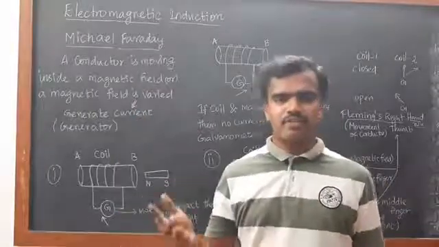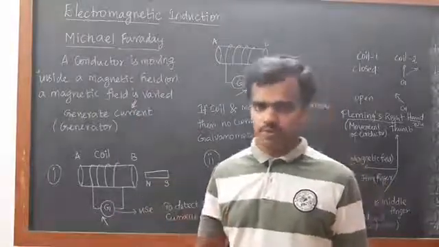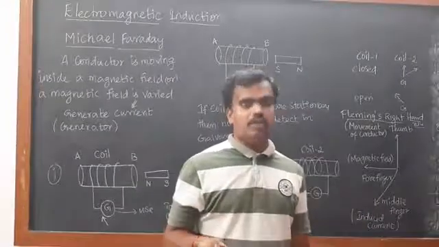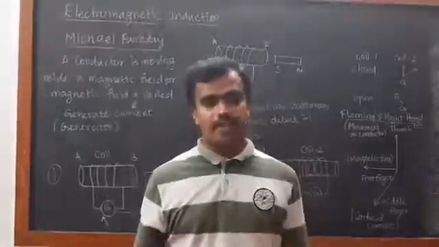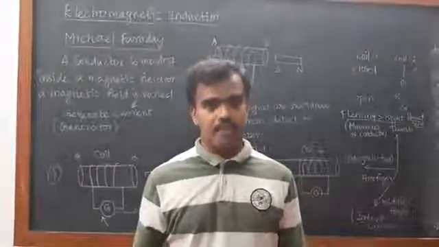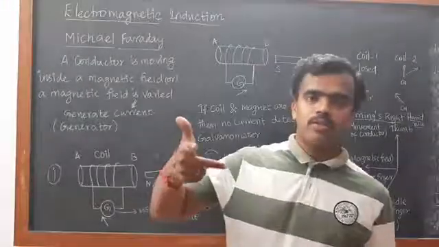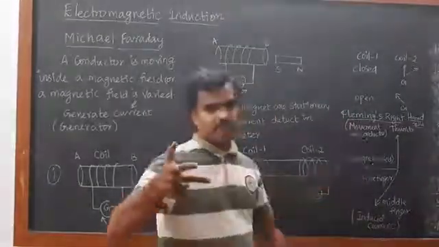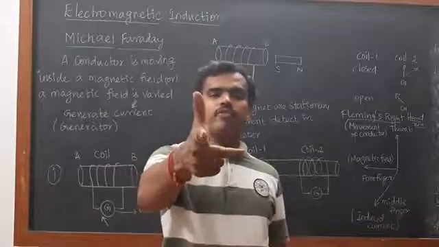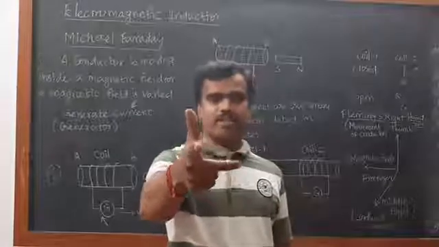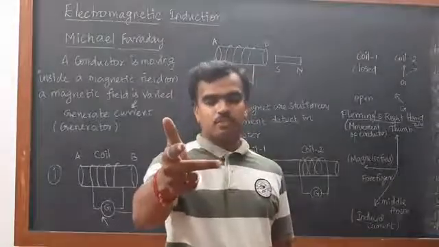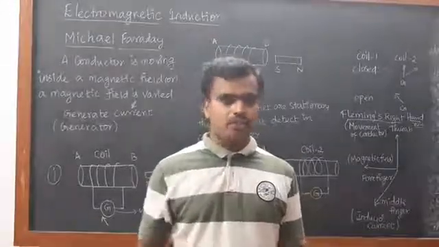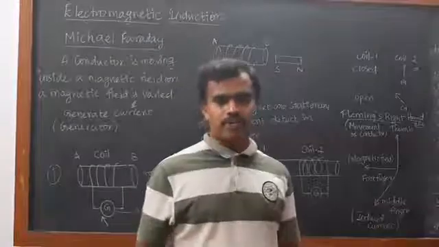There is a difference between Fleming's left hand rule and right hand rule. In Fleming's left hand rule, we are getting the force. In Fleming's right hand rule, we are getting the induced current. In Fleming's right hand rule, the thumb shows the movement of the conductor, the forefinger shows the magnetic field, and the middle finger shows the induced current. That means we are producing the current, right? So this is the statement for Fleming's right hand rule.